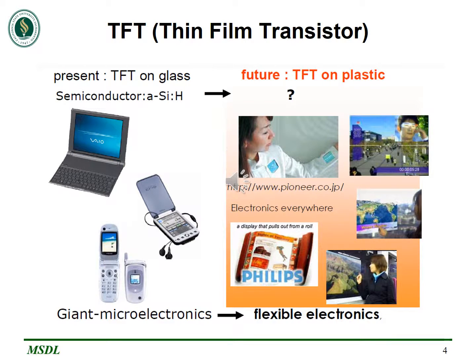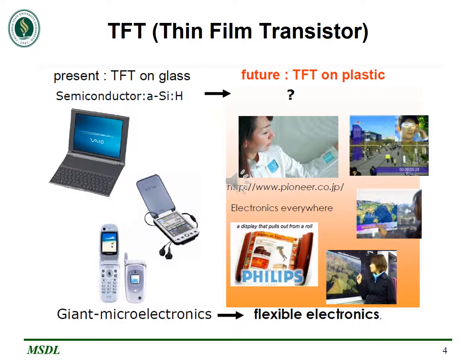So, talking about thin film transistors, at present thin film transistors or TFTs are made on glass, and the semiconductor used is amorphous silicon for today's displays that we can see in laptops or phones or anything else. But in future we want to make thin film transistors on plastic, and using that we can have a variety of applications such as high definition televisions, flexible displays, anywhere we can fit.